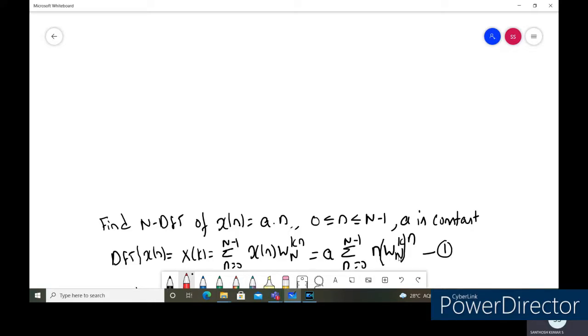So we can write a to the power of n into omega to the power of kn as a omega to the power of k, all to the power of n. Let us write this as a power of n, and call this equation number 1 here.